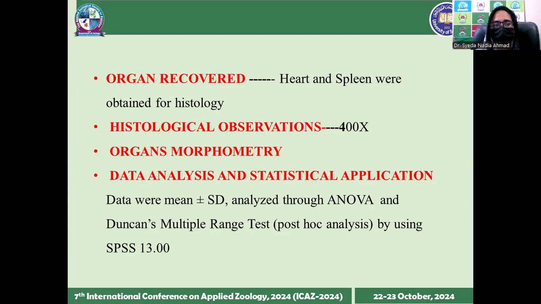And then after dissection, organs were recovered, like heart and spleen. Histopathological observation at 400x was done, and organ morphometry was carried out. Then the obtained data was analyzed through statistical applications like ANOVA and Duncan's multiple range test using SPSS 13.